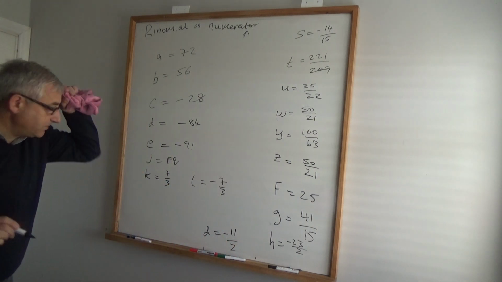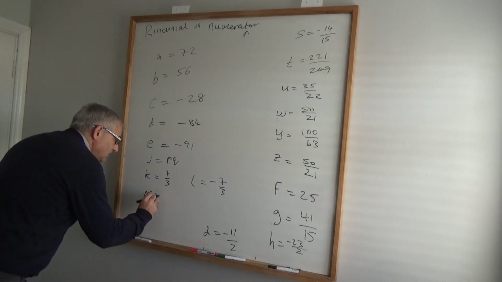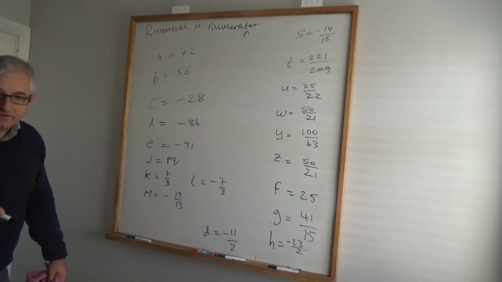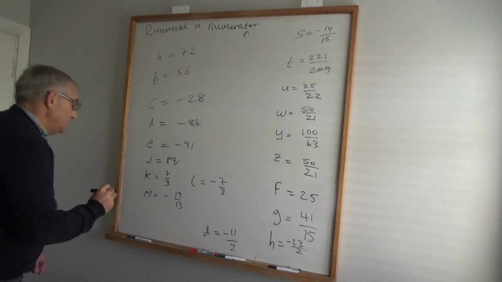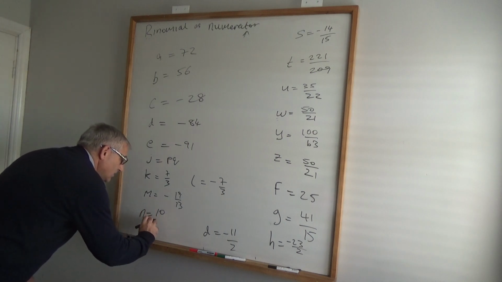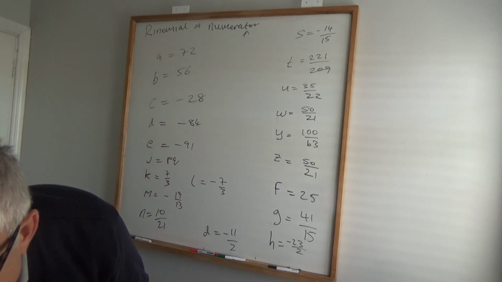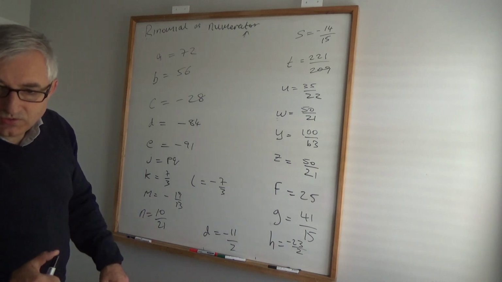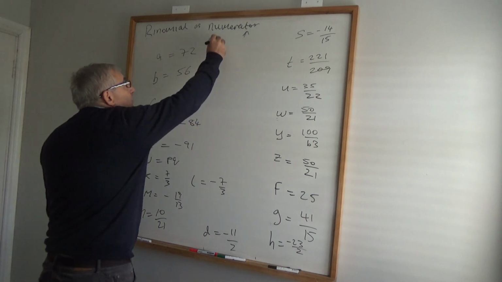L was, where am I? L is done. M is minus 19 over 13, the negative fraction 19 over 13. N was 10 over 21. Hopefully I'm nearly there now. P. Okay, P was 14 over 15.